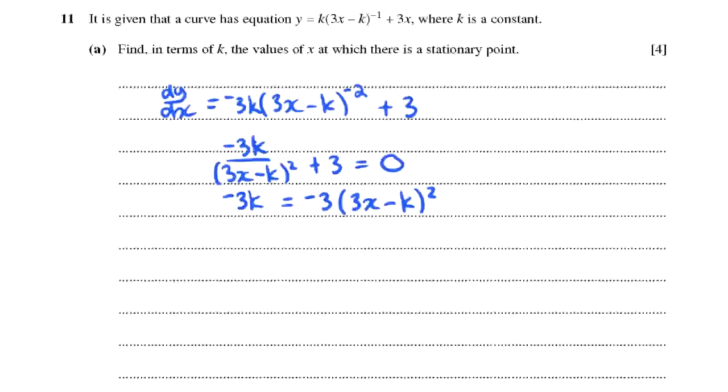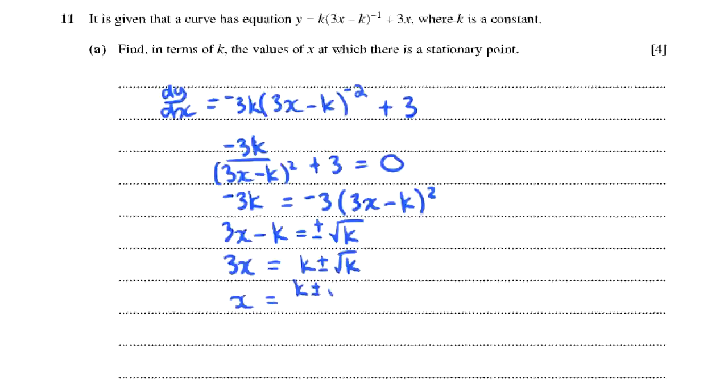Okay, what are we trying to find? We're trying to find what x is in terms of k. So we have to rearrange that to say x equals something. Divide both sides by -3 and then take the square root of both sides, and we will get 3x minus k is equal to the square root of k. I got a feeling maybe we should put a plus or minus there for the square root of k. So we can find out what x is pretty easily now. Let's add k to both sides. 3x is k plus or minus root k, and then x is that divided by 3. X is k plus or minus root k over 3.